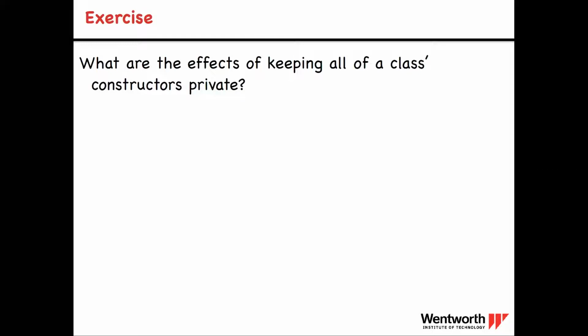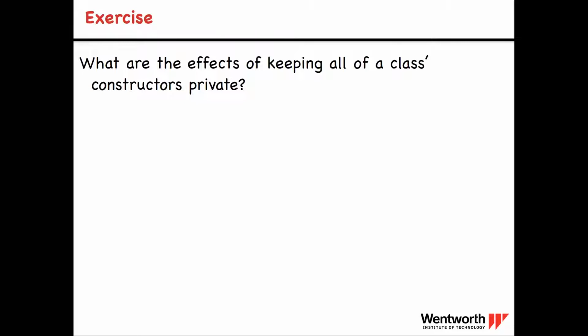All right, so a last little thing on some of this visibility stuff. I just want you to think about a question here real quick. What are the effects of keeping all of a class's constructors private? If I made a private constructor and that was the only constructor, or if I made all of the class's constructors private, if I had more than one, what's the consequence of that?